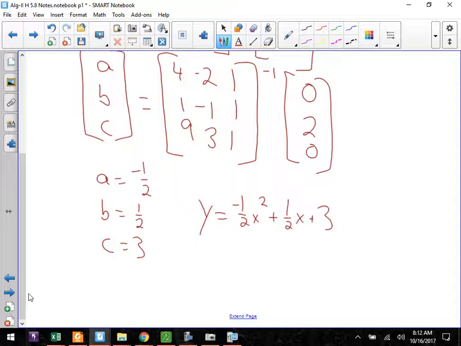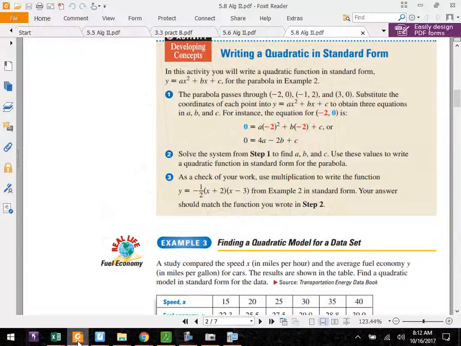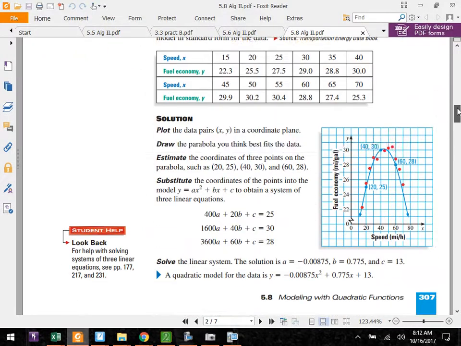All right. So try this one real quick. See how you do. Matrices are great for this stuff.